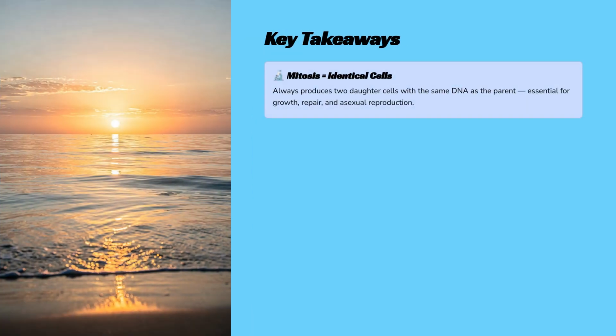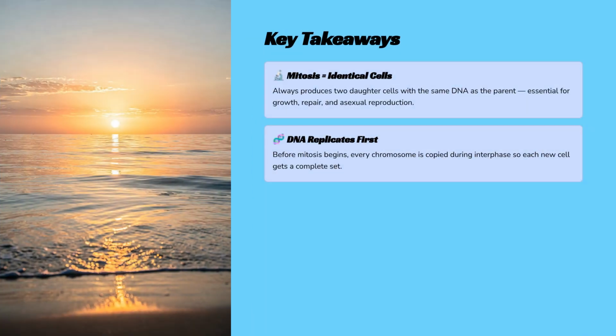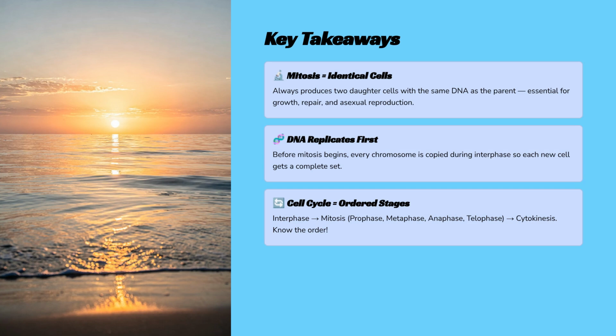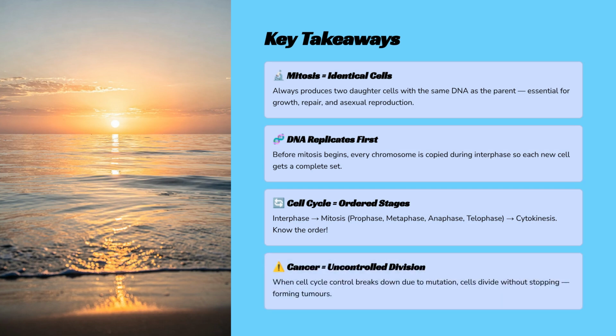To recap, mitosis creates identical cells, DNA replicates first, the cell cycle follows a fixed order, and cancer is uncontrolled division. Mastering these points will ensure your success in this topic.